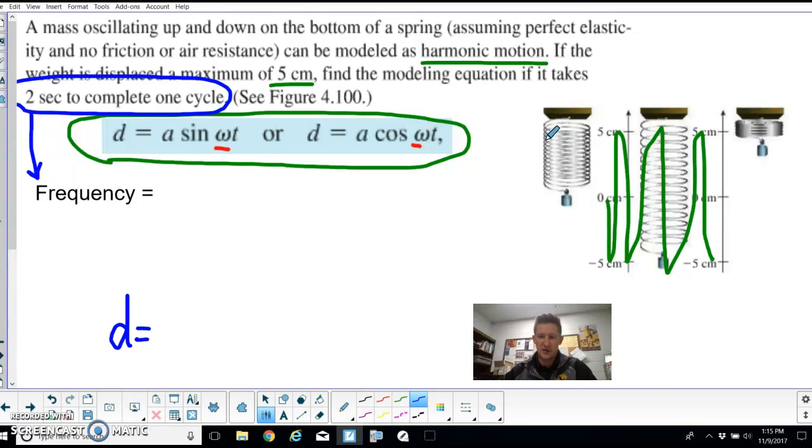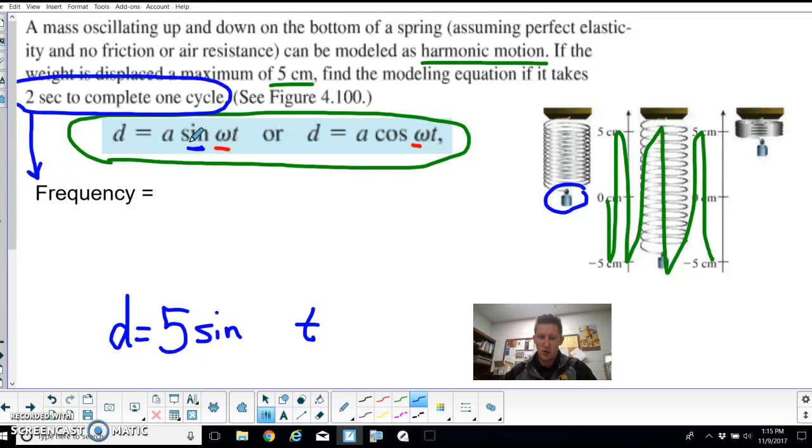A is going to be 5 because that's the amplitude, so I'll put a 5 here. It's going to be D equals 5 times something. Now, sine or cosine, well, I'm going to think about it this way. If I start in the middle, at t equals 0, that's sine because sine always goes through the origin. If I start at the top or the bottom, I'd be using cosine because that starts at a maximum or a minimum. So we're going to go with 5 times the sine of, and then something t.